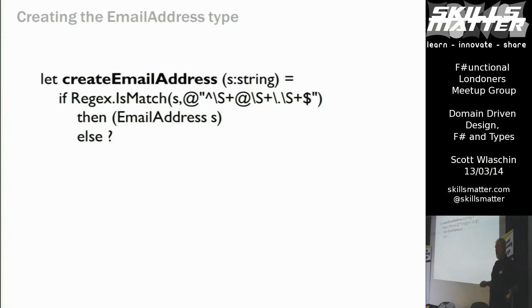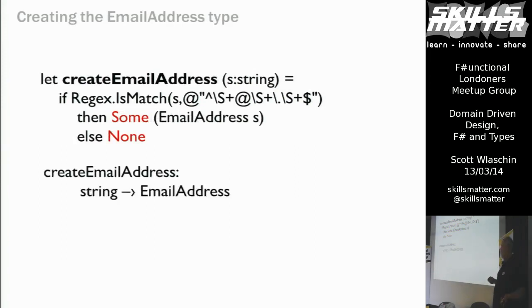Well, it turns out we've already seen the answer. We can use these optional types. So we replace that with a Some if it's a valid email and a None if it's not an email. And what's really nice about this is it makes it very, very clear. The constructor tells you what's going on. Originally the constructor might look something like this: I pass in a string and I get back an email address. But when I put the Some and None on, it tells me very clearly that I get back an email address option. I might get back an email address or I might not, depending on whether the string that I passed in was valid or not.